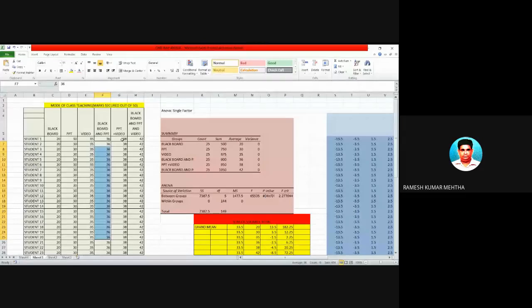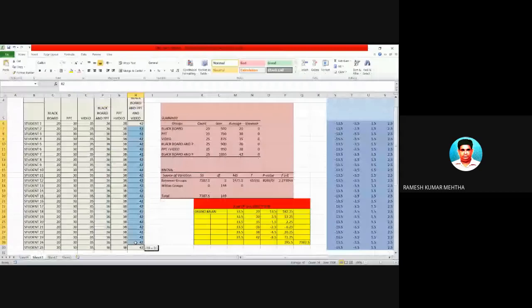Lastly, in the sixth situation, the teachers adopted Blackboard as well as PPT as well as videos in the classroom to make the class very interesting, and they thought that this could enhance the learning levels of the students. Subsequently, they conducted an examination, and the students secured marks out of 45. There were 25 students concerned.